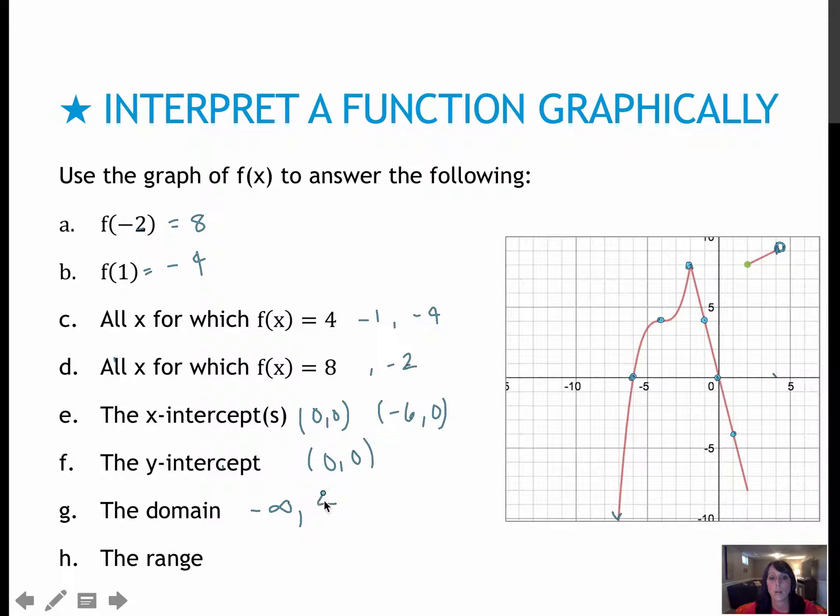The range is the y values. The lowest is negative infinity because it would just keep going down. The highest, I've got a high value here of 8, but over here I've got a high value of 9. So it looks like from negative infinity up to 9, but not including 9 because we're going to assume that's an open circle.